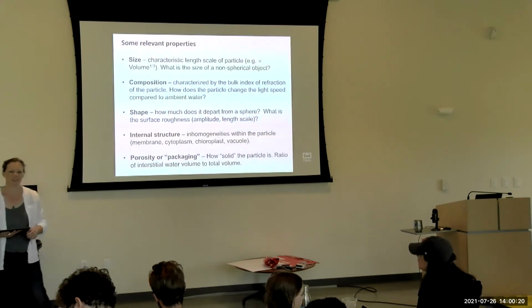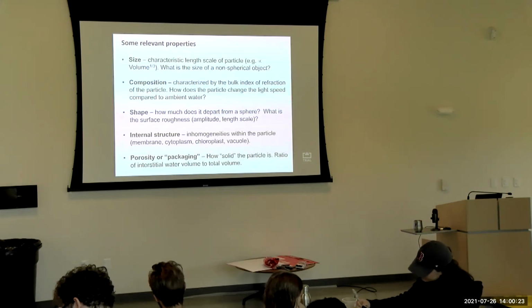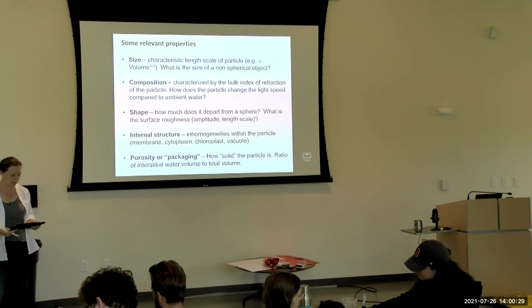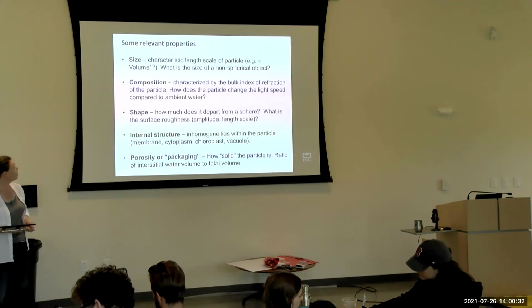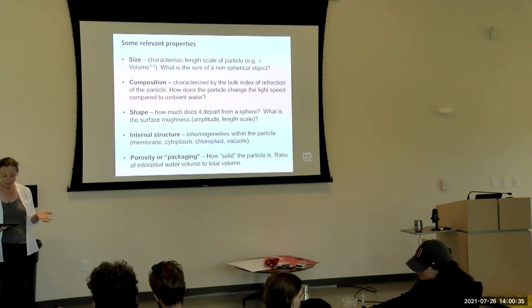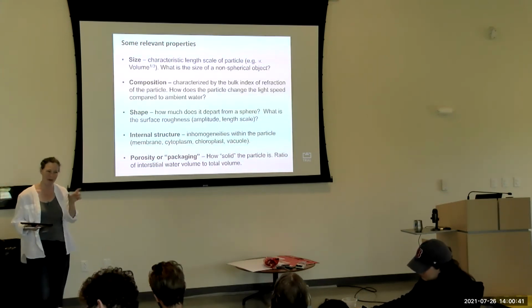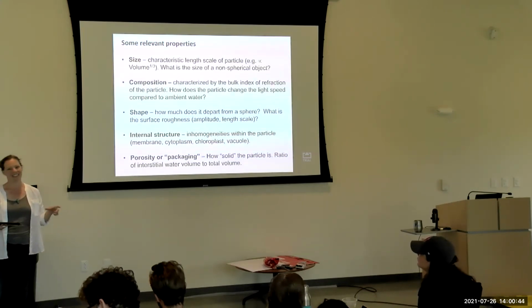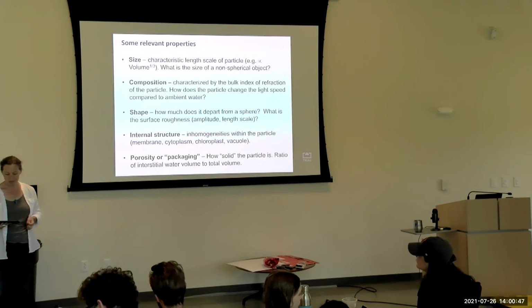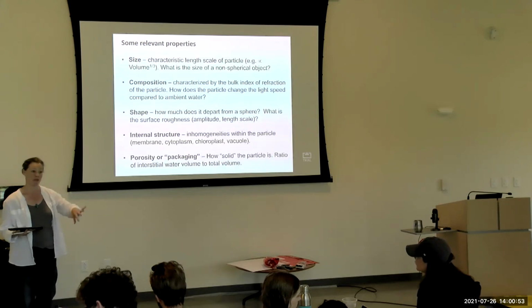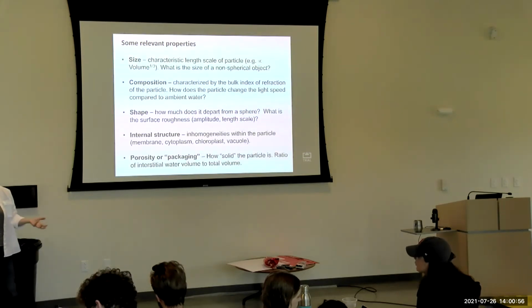So we can lump some of these together into different categories that we can interrogate with field theory and with modeling and by looking at particle properties through optical tools. So things like size: what's the size of a non-spherical object? We talked about that last week, right? Think carefully, what do we mean when we talk about the size of something that is not spherical? Composition. We characterize this optically with the bulk index of refraction, but of course we want to relate that sometimes to things that are much more specific in terms of chemical composition or water content or something like that.